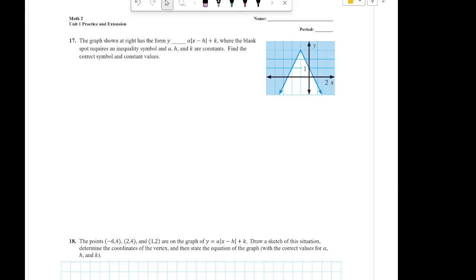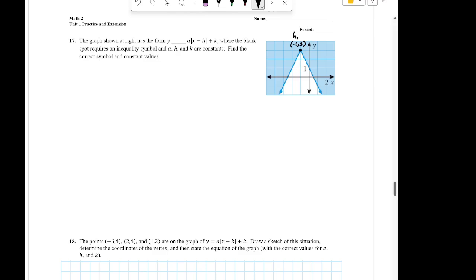Okay, in 17, we've got this absolute value graph as a boundary, and then the shading is above it. And this point right here is the vertex, and let's see, there's 0, 0. That's 1 backwards and 3 up. So the vertex is at negative 1, 3. And so this form right here looks like the standard form that we've been using. Well, I guess it's called vertex form that we've been using.